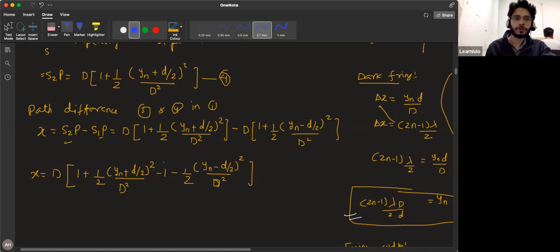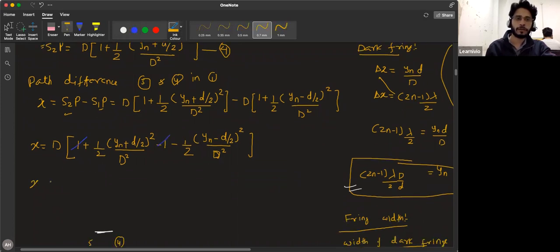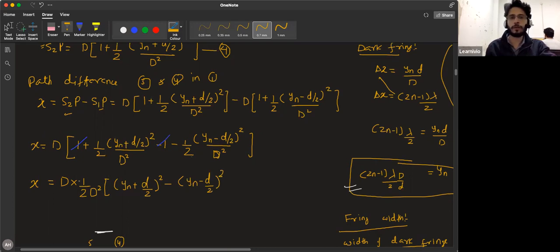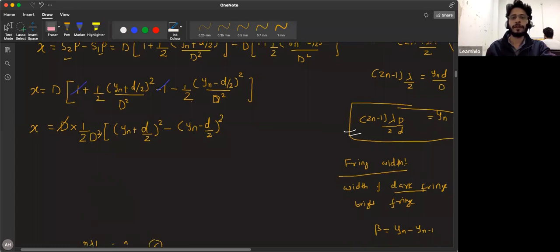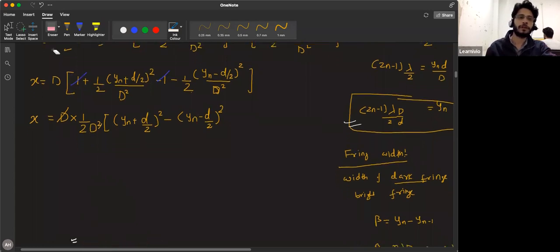Next, what you can do is cancel this one with this one. And you can do one more thing: take this half d square as common, this is 1 by 2 d square, and take it outside. So you are left with only (yn plus d by 2) whole square minus (yn minus d by 2) whole square. See, this 2d square and this 2d square, take it outside, so this d square will cancel the square. It's a lengthy calculation, but at the end you will get a very, very small relation.